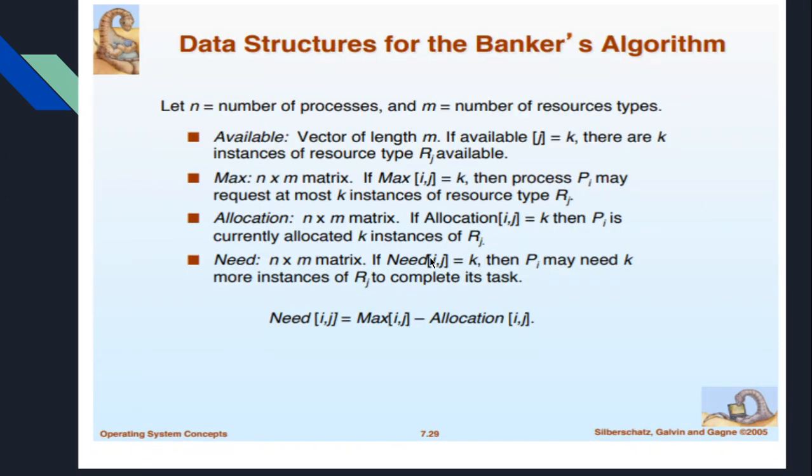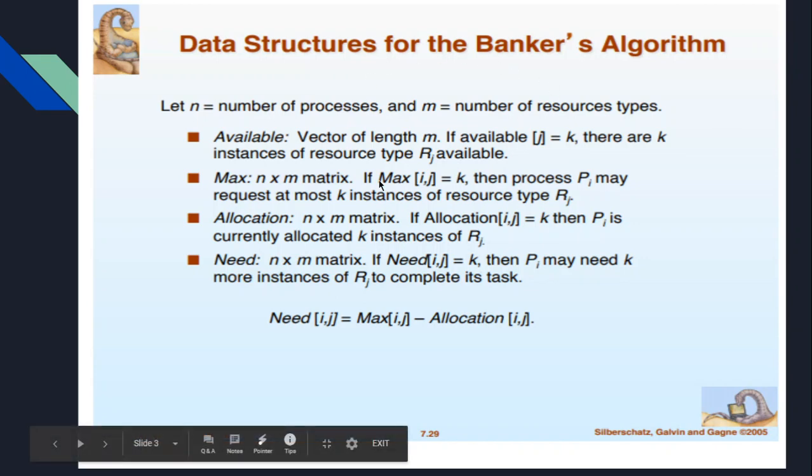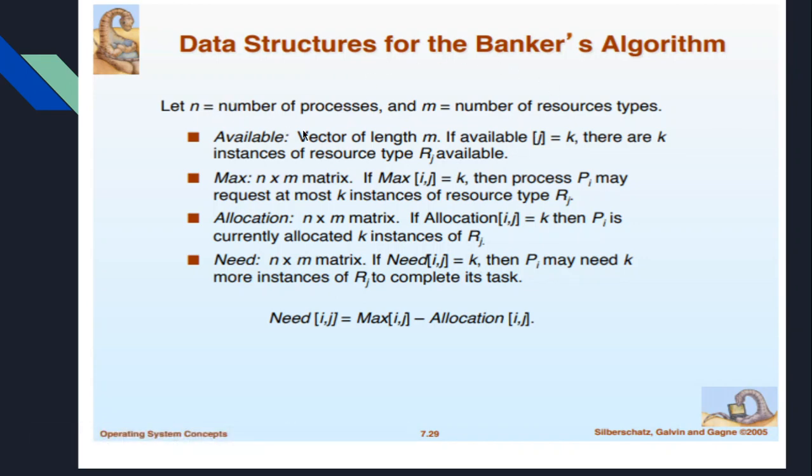Then let us see the data structures used in the algorithm. Here n is the number of processes and m is the number of resource types. We have four data structures. Available is an m vector, and a vector is a one-dimensional array. Max is a matrix of n by m, Allocation is another matrix of n by m size, and Need is also an n by m matrix. Here Need is equal to Max minus Allocation.